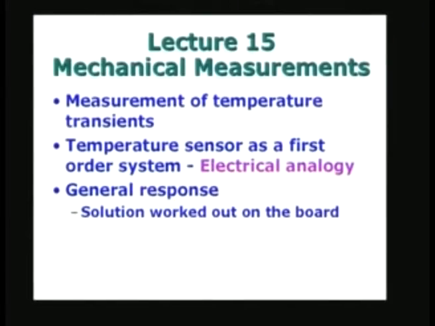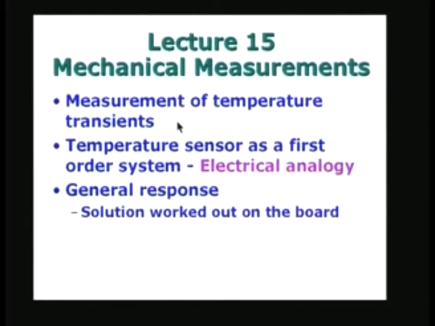So, this will be lecture number 15, mechanical measurements. In the previous lecture, we were looking at the errors in measurement of temperature under various circumstances. Now, we are going to look at the measurement of temperatures which vary with time. So, these are called temperature transients, or measurement of temperature which varies with respect to time.